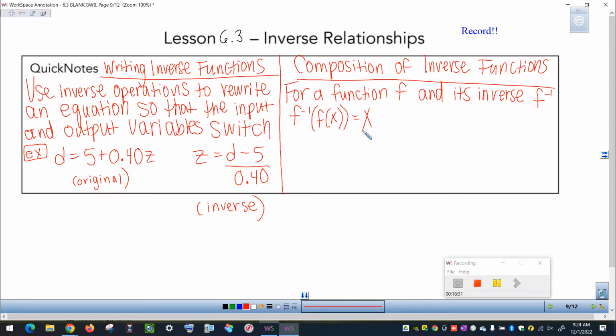There is another way that this can go. If we were to go the other direction, you could switch places of the f and the f inverse. So you could put something into your inverse function first. First do f inverse of x, get an answer, plug it into the original f function, and it'll work the same way. You get back to the same thing that you started with.